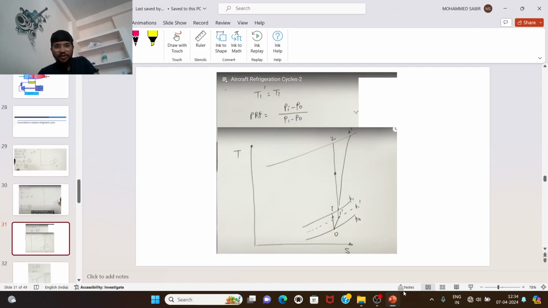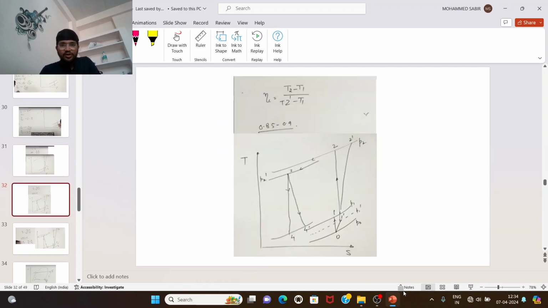Practically, what happens is the pressure reduction factor. We expect to get a certain pressure, but in reality it comes down. We define this factor using p1 minus p naught, which is the ideal pressure difference, and p1 dash minus p naught, which is the realistic, actual pressure drop.